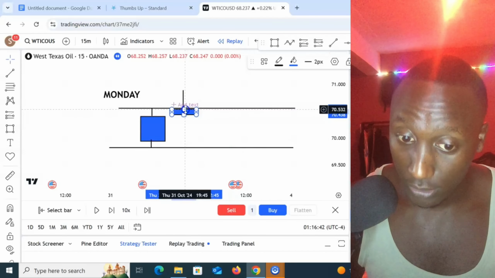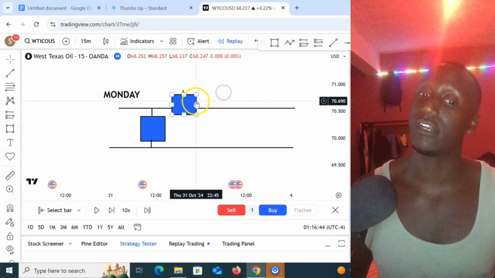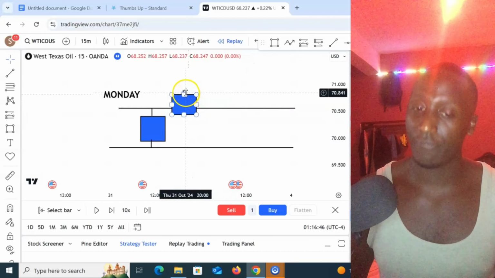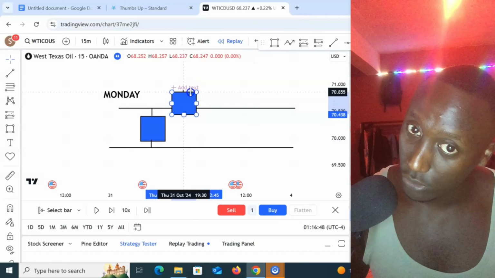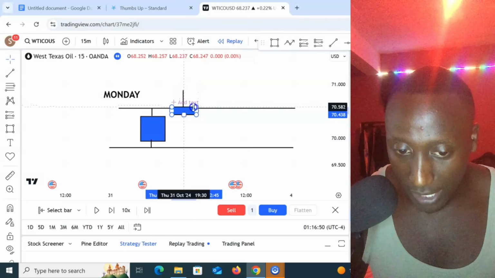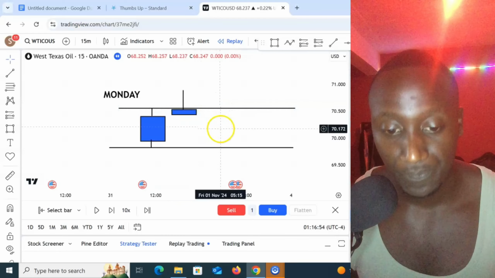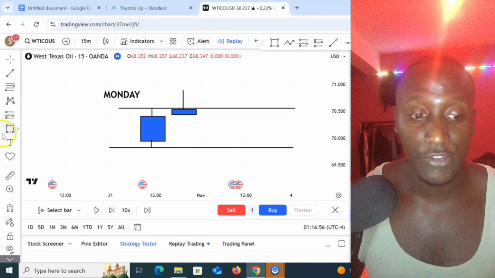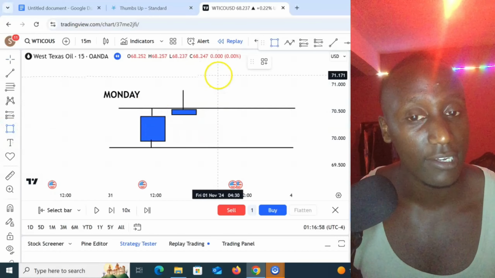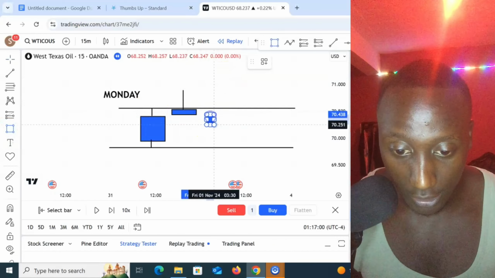A breakout in itself breaks out and closes outside of the range. A failed breakout breaks out, but is pushed back in, and now it's a failed breakout. Once you see this, then you know we are not going higher, we are going lower.